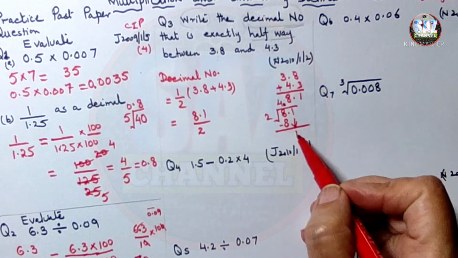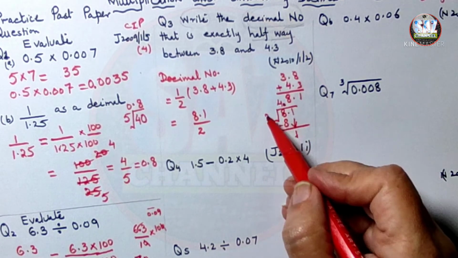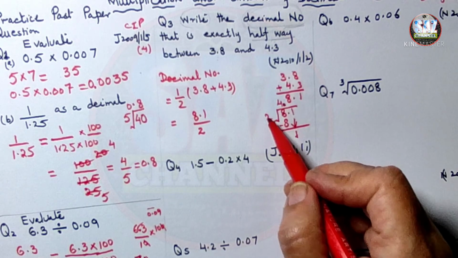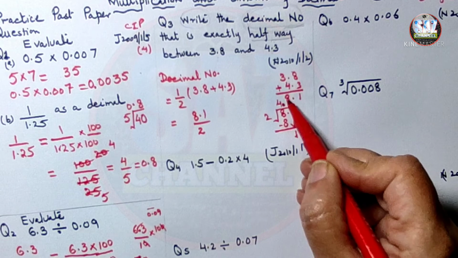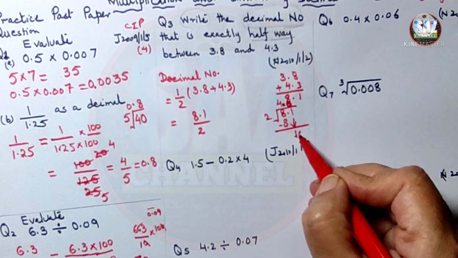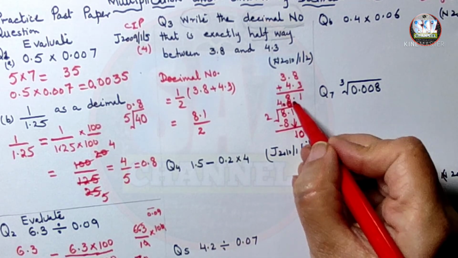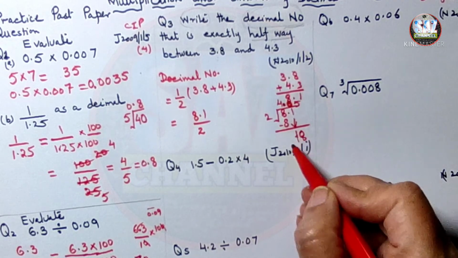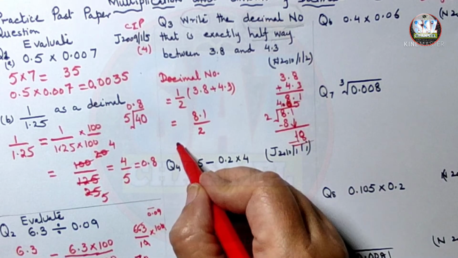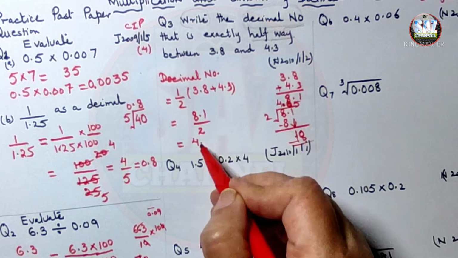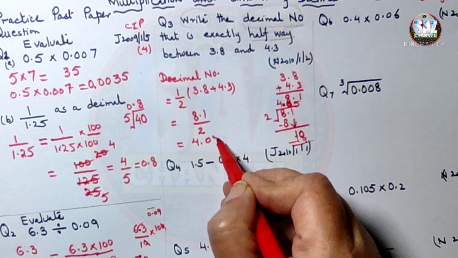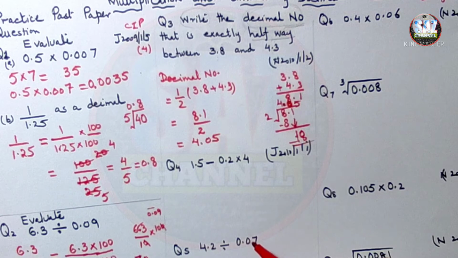Now this 1 is lesser than this number, which is 2, by which we are dividing. So we have to put a 0 in the quotient first, and then I can add a zero, and then 2 5s are 10. So the number which is exactly halfway between 3.8 and 4.3 is 4.05, one of the important concepts of your O-level examinations.